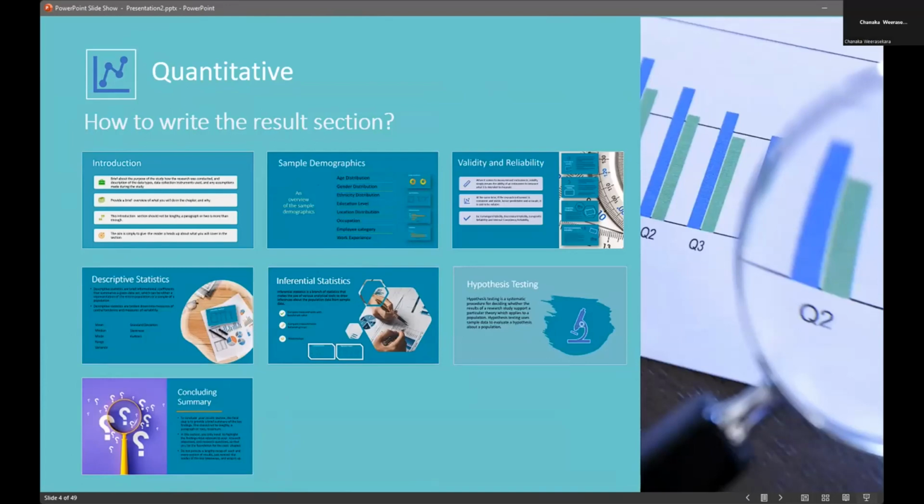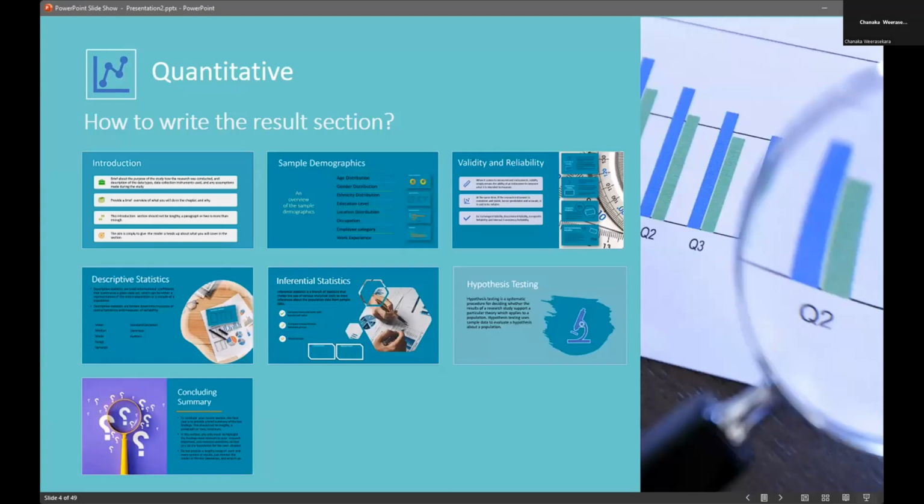Yeah, word limit. Normally the introduction should be a very small one, 2 paragraphs. The concluding summary should be very small, 2 paragraphs. So you should spend more on inferential statistics and descriptive statistics. Hypothesis testing is just reporting the hypothesis and mentioning whether you are going to accept it or not, and based on which analysis you are going to do it.